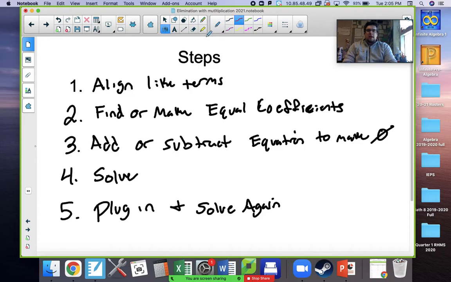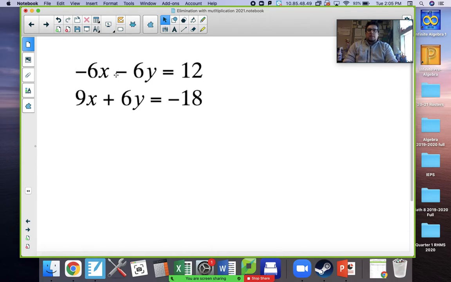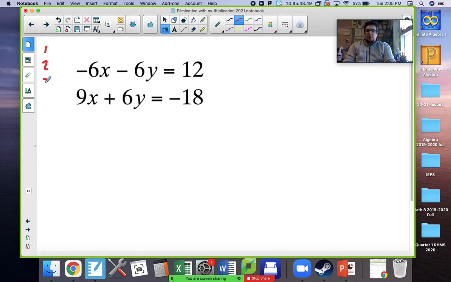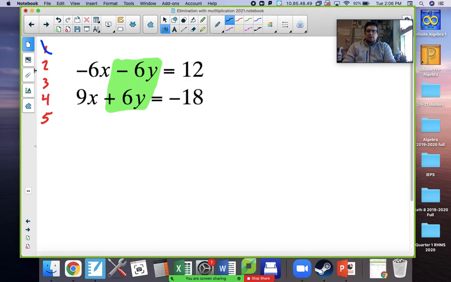All right, so let's take a look at a problem that we looked at last time. Step number 1, so over here I'm just going to put a little counter for our steps. Step 1, make sure everything's lined up. X, X, Y, Y, equals, number, perfect. So step 2, find or create equal coefficients. And so what we see here is that both of the y's are talking about the number 6. We're not too particularly worried about it being a positive or a negative. We're just worried about it being 6. So step 2, done.